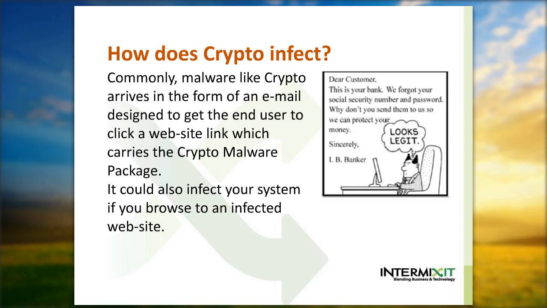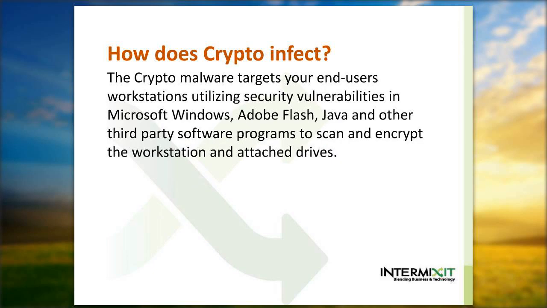So how does crypto infect? Commonly, malware like crypto arrives in the form of an email designed to get the end user to click a website link, which carries the crypto malware package. Now, we just discussed another method where just by simply going to Huffington Post or AOL.com, the malware-laced ads on that website actually deployed the package and infected your system. But the crypto malware targets your end user's workstations, and it utilizes security vulnerabilities in Microsoft Windows, Adobe Flash, Java, and other third-party software programs to scan and encrypt the workstation and those attached drives.